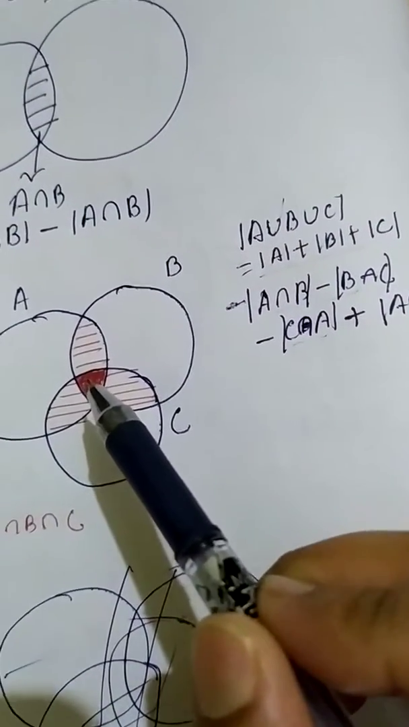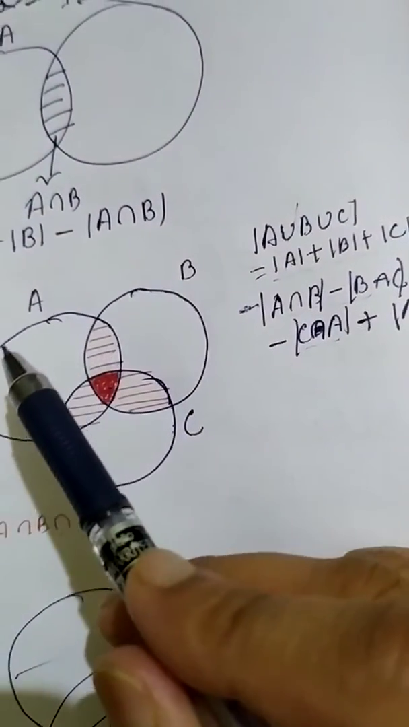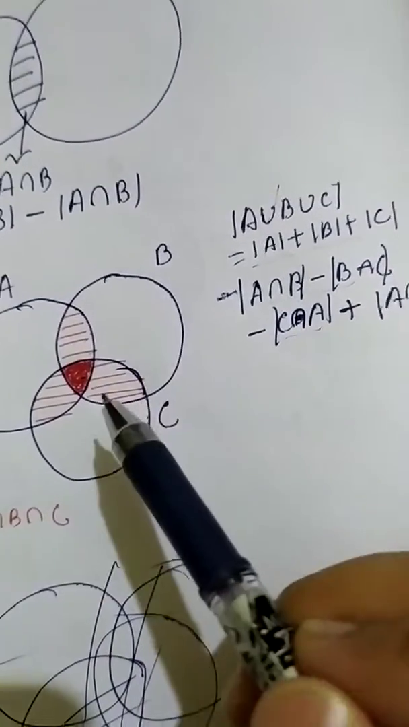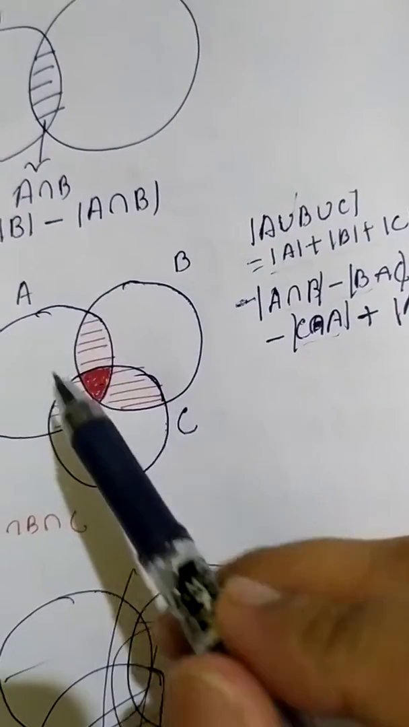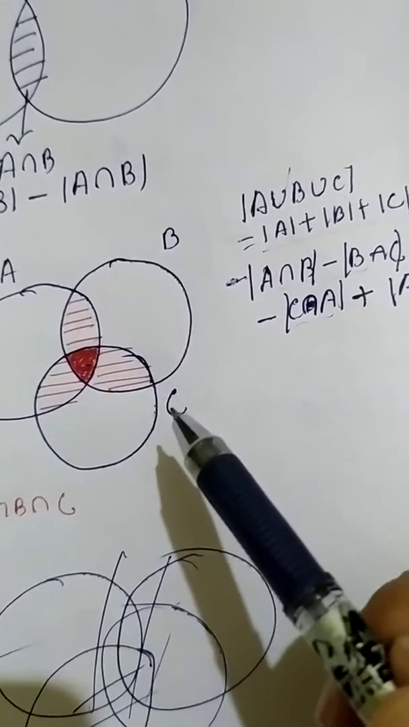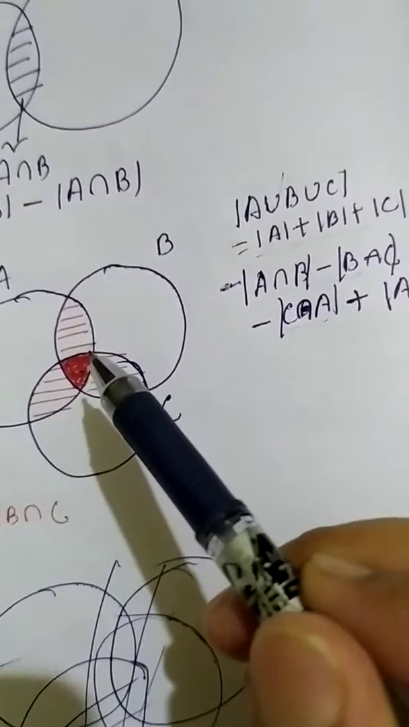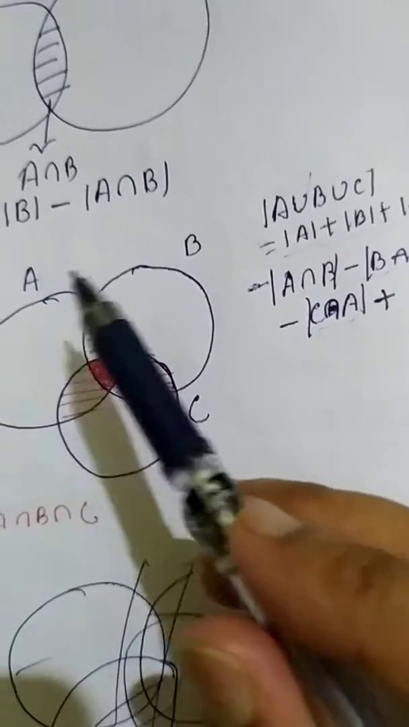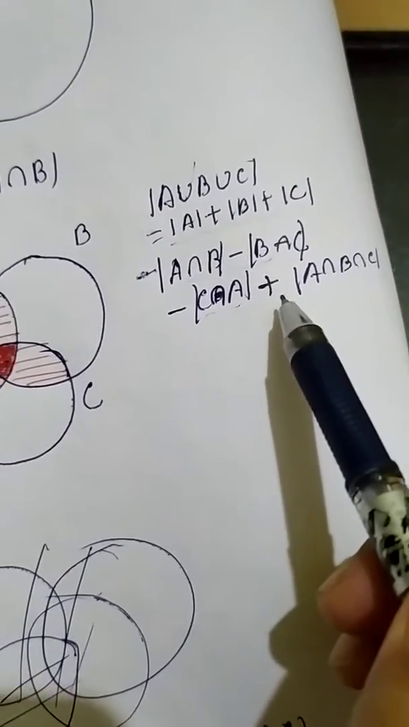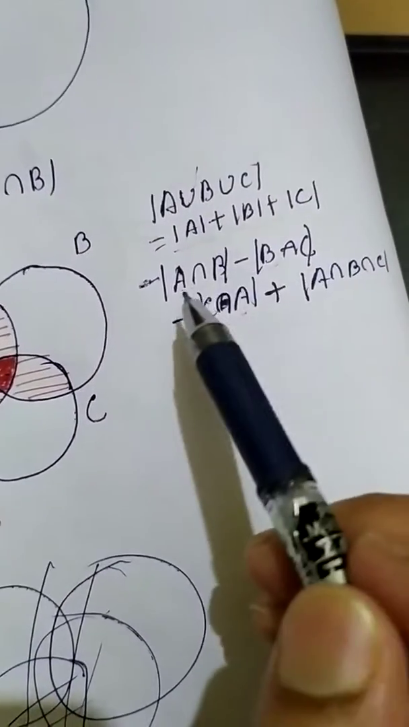We have already counted this part once in A, once in B, and once in C. But for A intersection B, this part is deleted. B intersection C, this part is again deleted. C intersection A, this part is again deleted. So it is deleted three times, though we counted it three times. So we have to add this part back. This is the concept, the principle of inclusion exclusion.